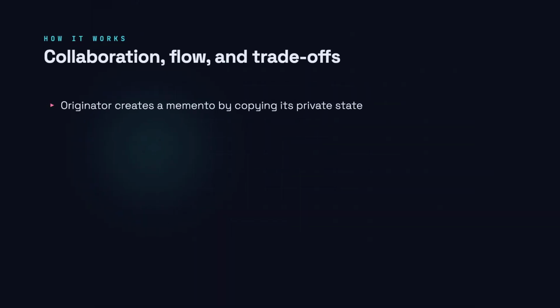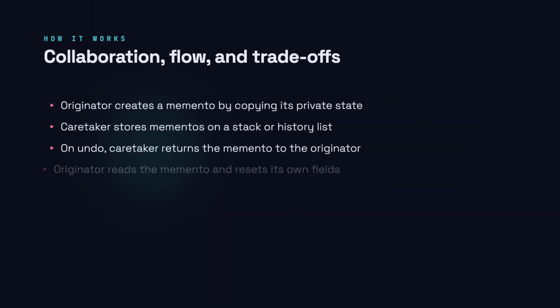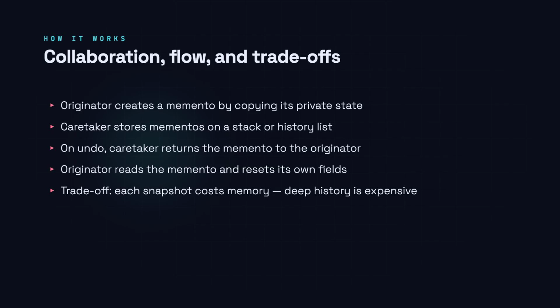The flow is a simple two-way handshake. When the user triggers a checkpoint, the originator packages its private state into a memento and passes it to the caretaker. When the user hits undo, the caretaker pops that memento and hands it back. The originator is the only one that unpacks it. The key decoupling is that the caretaker is completely blind to the data structure inside the memento.